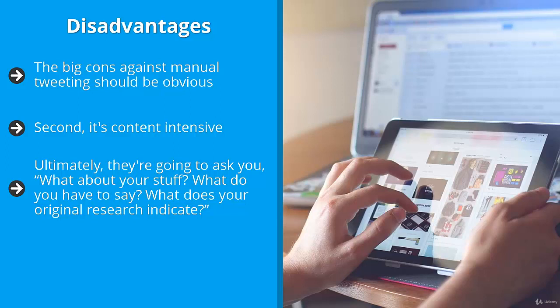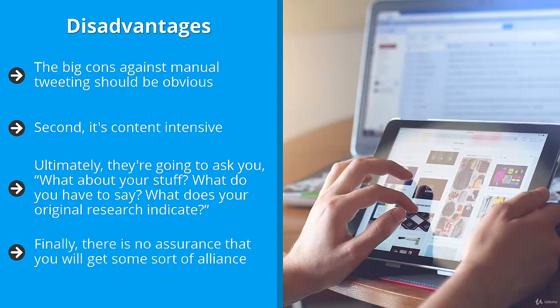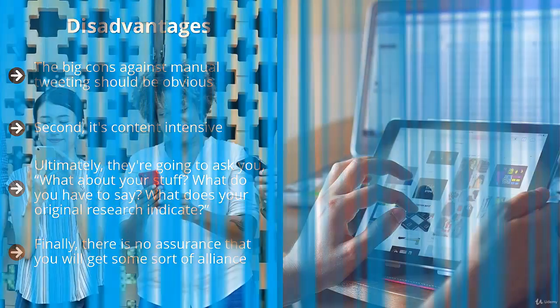What do you have to say? What does your original research indicate? You don't want to come up with a zero when asked those hard questions. Finally, there is no assurance that you will get some sort of alliance. I hate to say it, but certain niches really don't get much coverage on Twitter. You might be able to interact with a high level of niche authorities on Twitter, but that doesn't necessarily mean that they operate blogs that can then link to you. Still, on balance, manual tweeting on Twitter delivers more benefits than its costs.